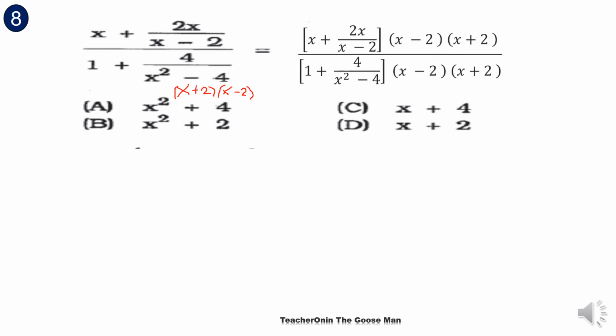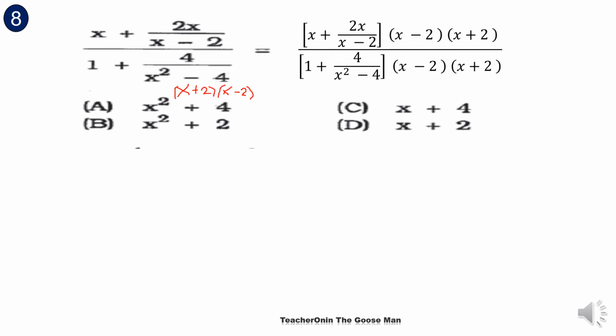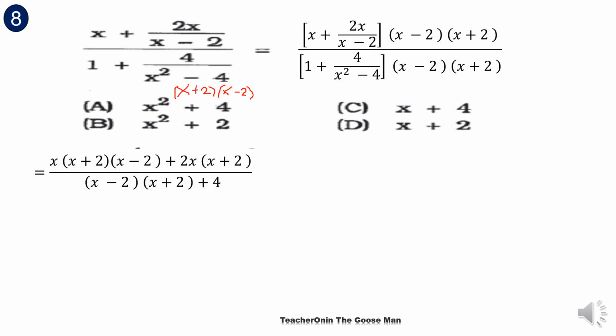So what we're going to do is multiply both the numerator and denominator by x minus 2 times x plus 2. And take note, if I distribute this, I can factor down here x times x minus 2 times x plus 2. But I can factor out here x minus 2 and x minus 2. I have now 2x times x plus 2. On the denominator, I can distribute x minus 2 times x plus 2 times 1. So I have here x minus 2 times x plus 2. But since this is actually a difference of 2 squares, I can simply factor it out. So what we have here is simply x squared minus 4.